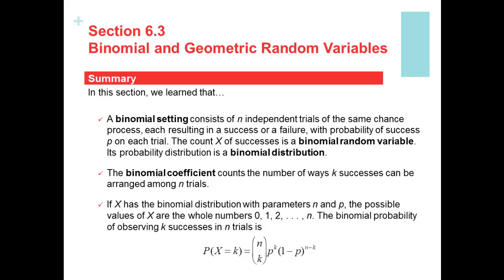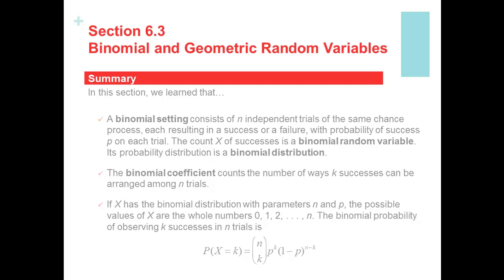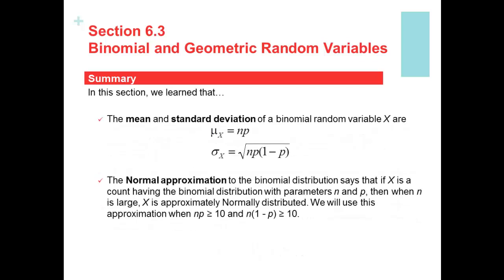If x is a binomial distribution, the binomial probability of observing k successes is given by the formula below, where n is the number of trials, k is the successes that you're trying to count, and p is the probability of success. The mean and standard deviation of a binomial random variable are calculated like this. Mu sub x is equal to n times p, and sigma sub x is equal to the square root of n times p times 1 minus p.